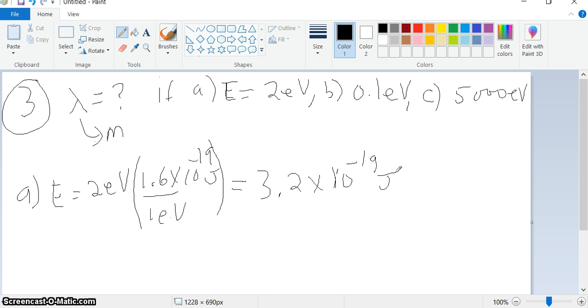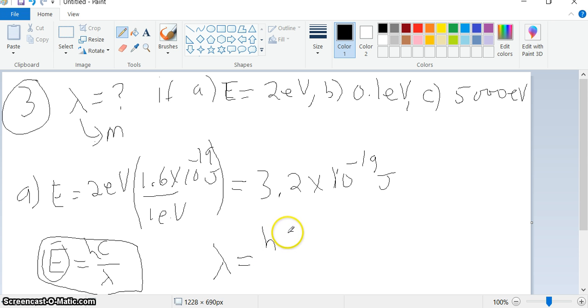But remember, we have really this equation. Let me set it up over here. We know the energy is equal to a constant, h times c, divided by the wavelength. If we know the energy, we can rearrange this equation and solve for the wavelength. Algebraically, the lambda and the E switch places, and so the wavelength is going to be equal to hc in the proper units, divided by the energy.